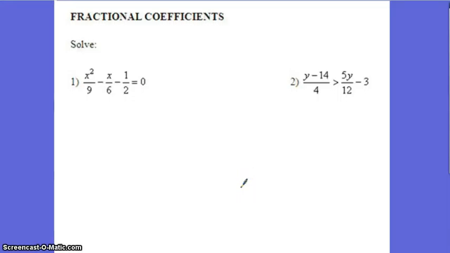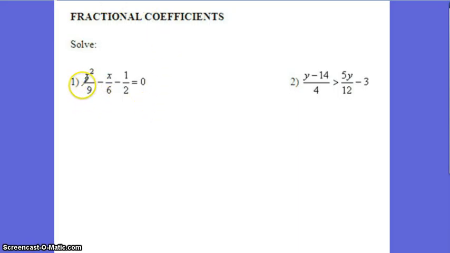Alright, in your notes packet you should have a section labeled fractional coefficients. We've done problems like this in the past. If you take a look at number 1, we have x squared divided by 9 minus x over 6 minus 1/2 equals 0. When we first learned about these problems, we talked about multiplying by a least common denominator.